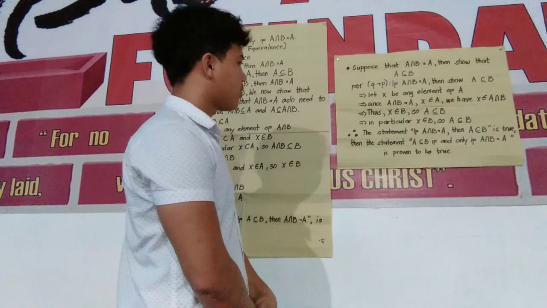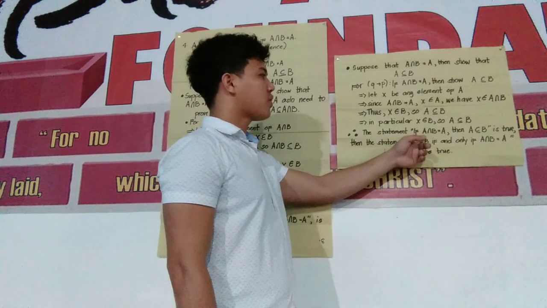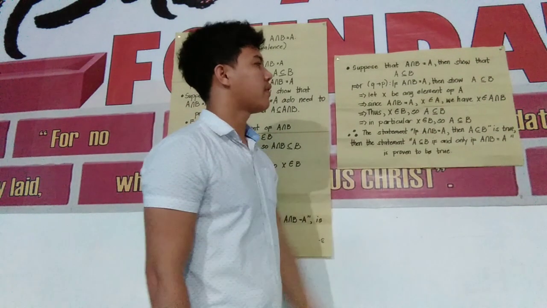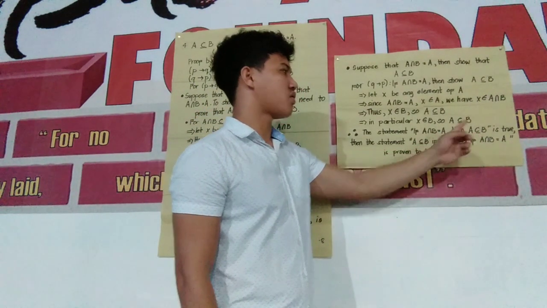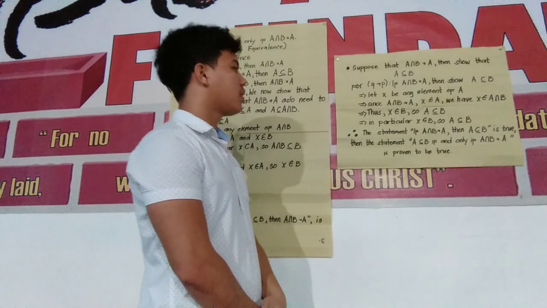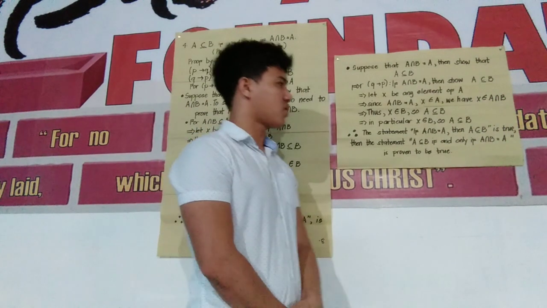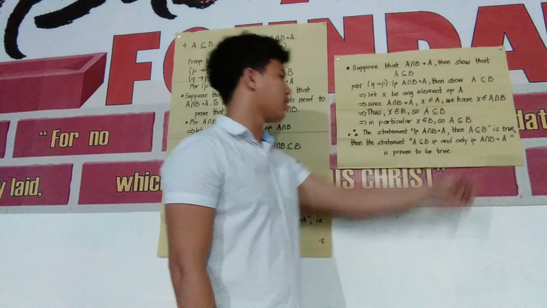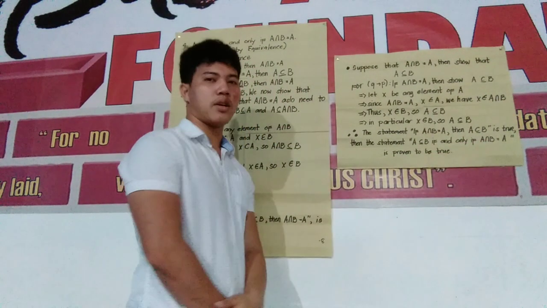So in conclusion, the statement if A intersection B is equal to A, then A is a subset of B is true. Then the statement A is a subset of B if and only if the intersection of A and B is equal to A is proven to be true using proof by equivalence.